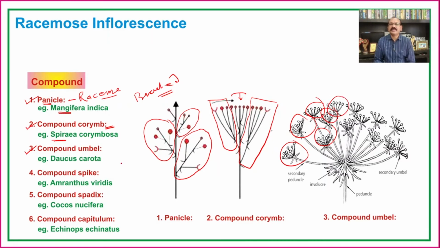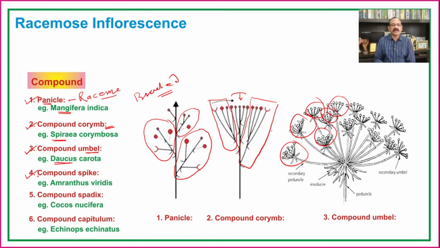The third one, that is compound umbel, in which there is the development of many umbels from the same or common point, and such a type of inflorescence in which there is a development of branched umbel is known as compound umbel. And the best example is the carrot plant, that is Daucus carota.